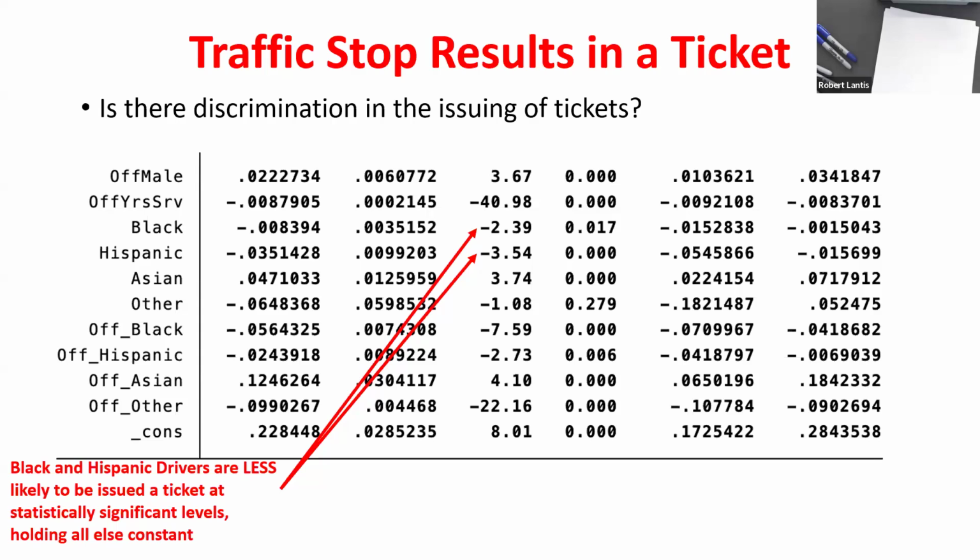Also, what group relative to my white drivers is being issued a ticket at higher rates, holding everything else constant? Asian drivers. Here there's a positive coefficient, so that would mean the predicted probability is actually higher. And like I said, this is pretty powerful. We're controlling for the reason for the stop, right? The officer, all these other things. Okay, so this would be one way.